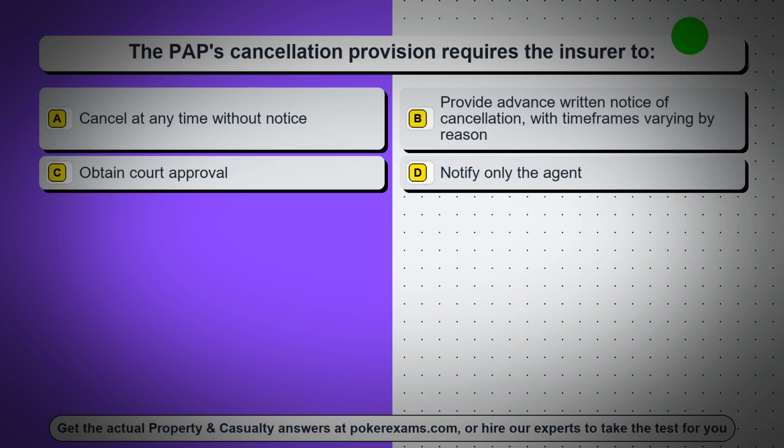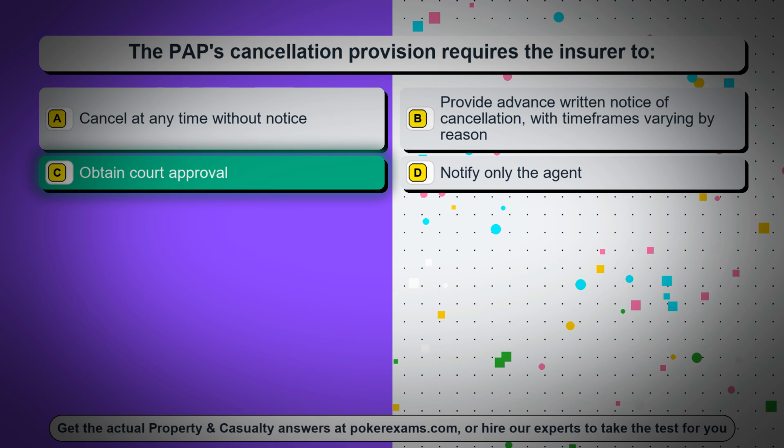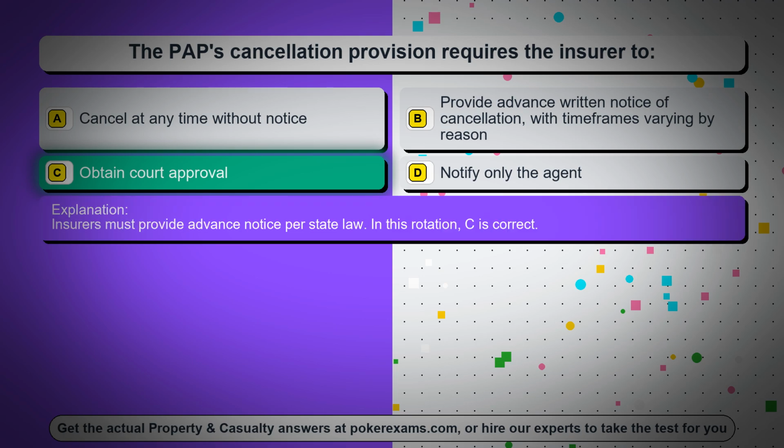Question 56. The PAP's cancellation provision requires the insurer to option A, cancel at any time without notice. Option B, provide advance written notice of cancellation, with timeframes varying by reason. Option C, obtain court approval. Option D, notify only the agent. The correct answer is option C, obtain court approval. Insurers must provide advance notice per state law. In this rotation, C is correct.